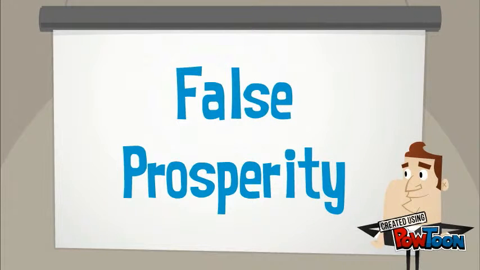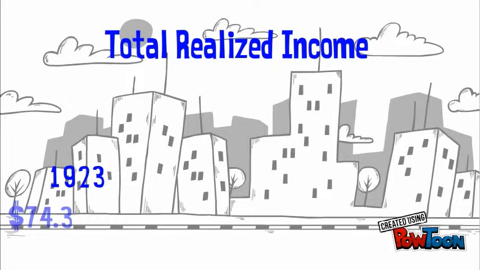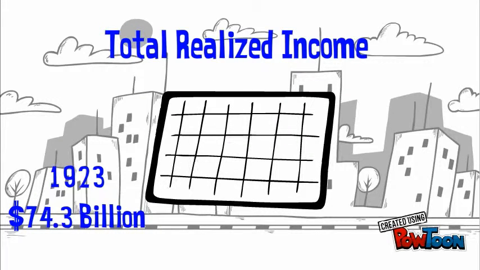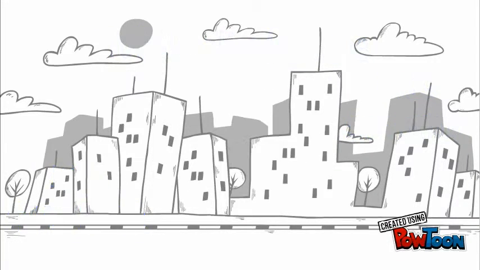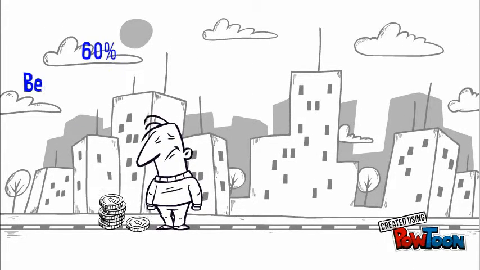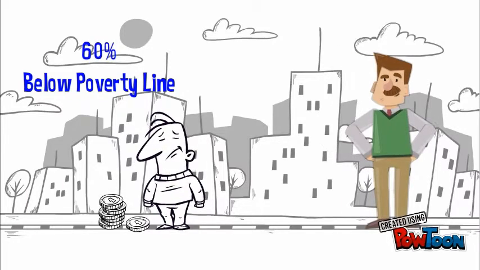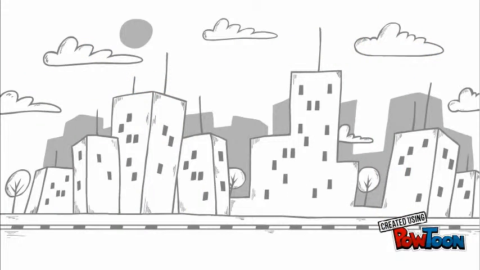Now, we go to the false prosperity. The total realized income in the US surged from 74.3 billion US dollars to 89 billion US dollars from 1923 to 1929. However, the wealth was distributed unevenly, with 60% of people living below the poverty line, while the top 5% of people earned 1/3 of the country's income.